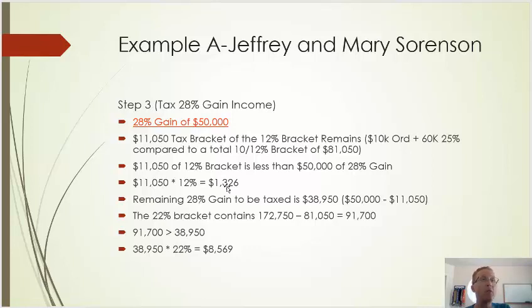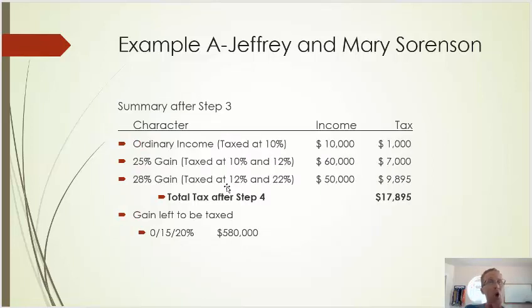And then how much more tax do I have? How much more bracket do I have to go from 170 to 750, which is where the 24% bracket starts? So 91,700, I got plenty of room. So I'm just going to tax that at 22%. Now, when I add all these numbers together for this $120,000 of income, the 10, the 60, the 50, my tax is $17,895. So essentially, I've just taxed all of this like it were ordinary income.